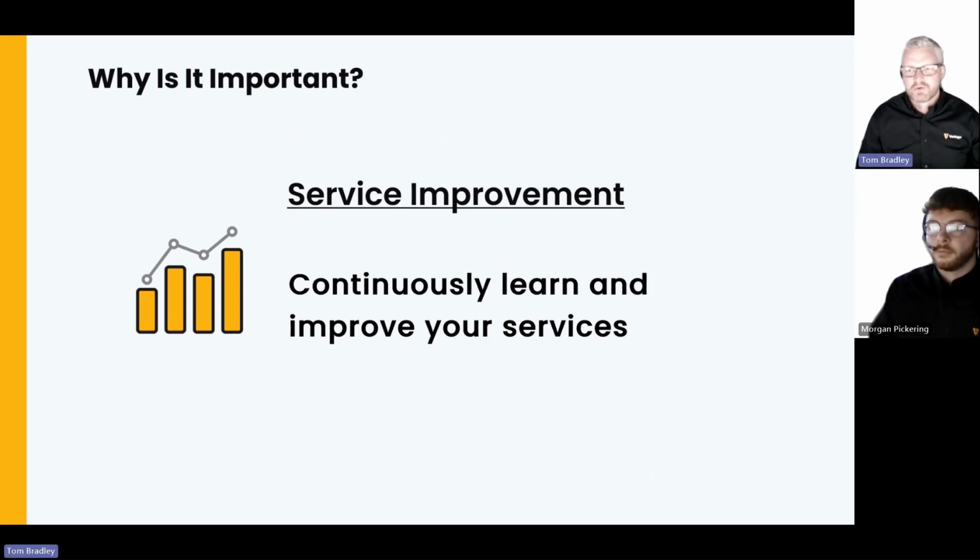So, service improvement. Morgan has just alluded to it there. We've talked about reporting and how it feeds into our compliance. But once we've identified those shortfalls in our process, or whichever big business function we're looking at within our software, how do we improve as an organization? How do we learn continuously from these shortfalls that this digital product has highlighted to us?